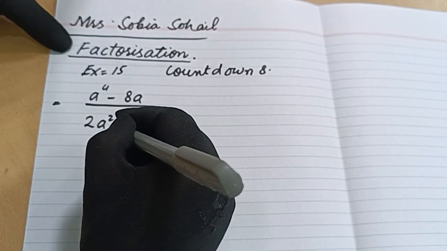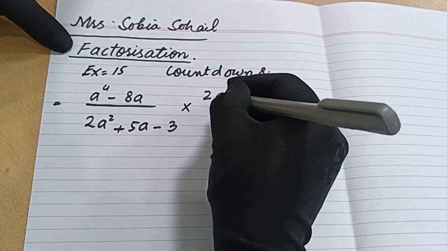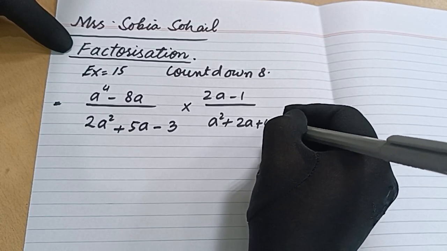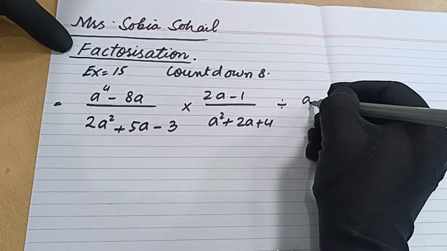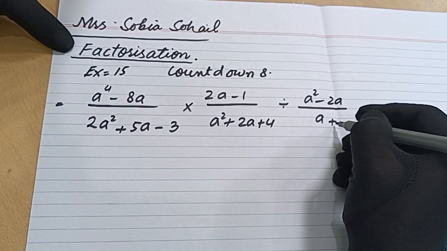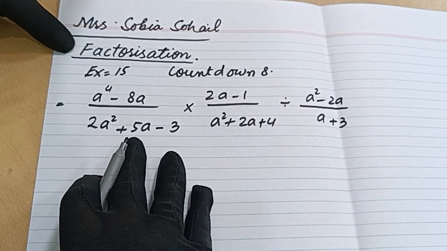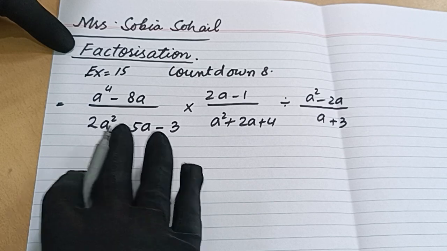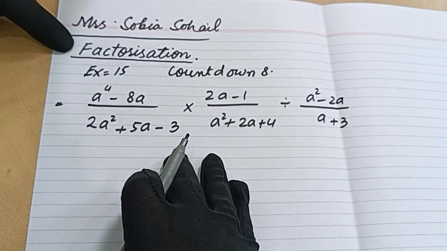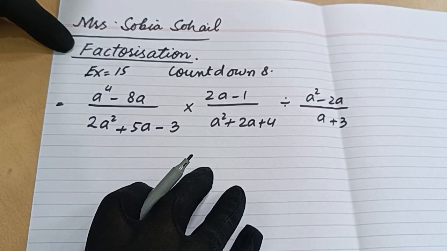(a⁴ − 8a) divided by (2a² + 5a − 3), multiplied by (2a − 1) divided by (a² + 2a + 4), divided by (a² − 2a) divided by (a + 3). This type of question can be solved by the factorization method. When we need to simplify the fraction, each expression in the numerator or the denominator first needs to be factorized properly. After factorization, we can do simplification.